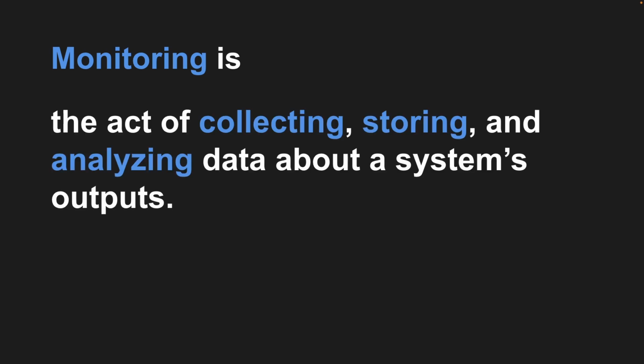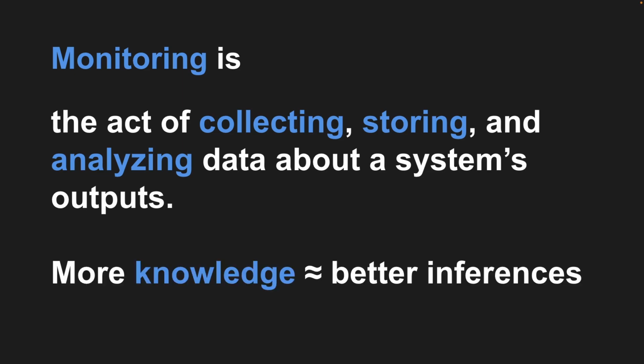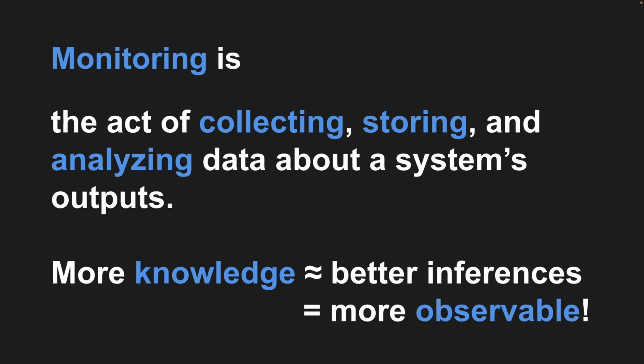Well, monitoring is the process of collecting and storing and analyzing data about a system's outputs. So as we collect and store and analyze more data about a system, then we get more knowledge, and more knowledge allows us to make better inferences. And if we can make better inferences from the knowledge we have about a system, then the system is more observable. So observability is a property of a system. Monitoring is a process for increasing the observability of a system.